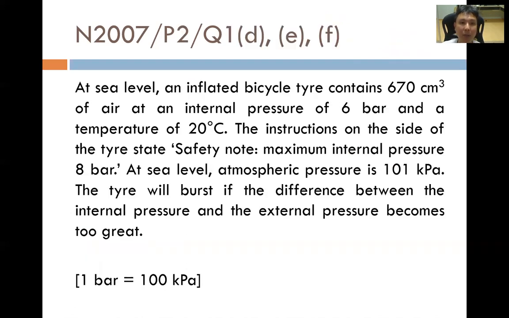November 2007, paper 2, question 1D, 1E, and 1F. At sea level, an inflated bicycle tire contains 670 cm3 of air at an internal pressure of 6 bar and a temperature of 20 degrees Celsius. The instructions on the side of the tire state, safety note, maximum internal pressure is 8 bar. At sea level, atmospheric pressure is 101 kilopascal. The tire will burst if the difference between the internal pressure of the tire and the external pressure becomes too great. And they also tell you that 1 bar is 100 kilopascal.